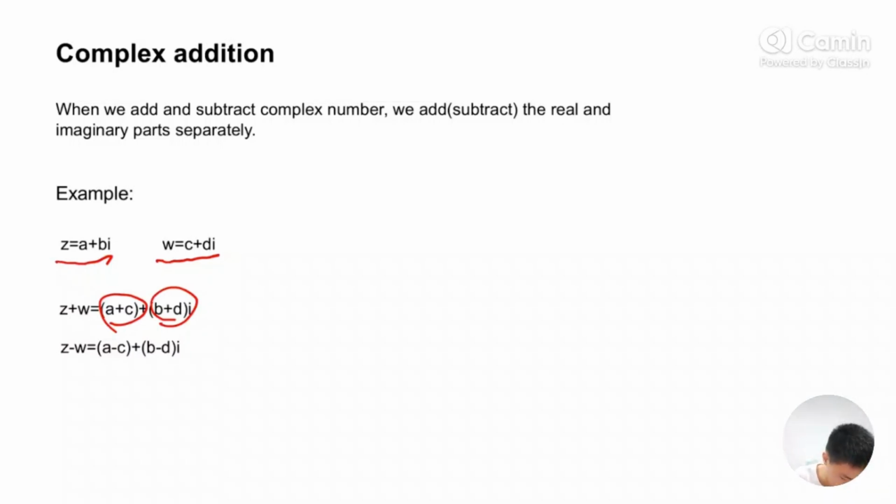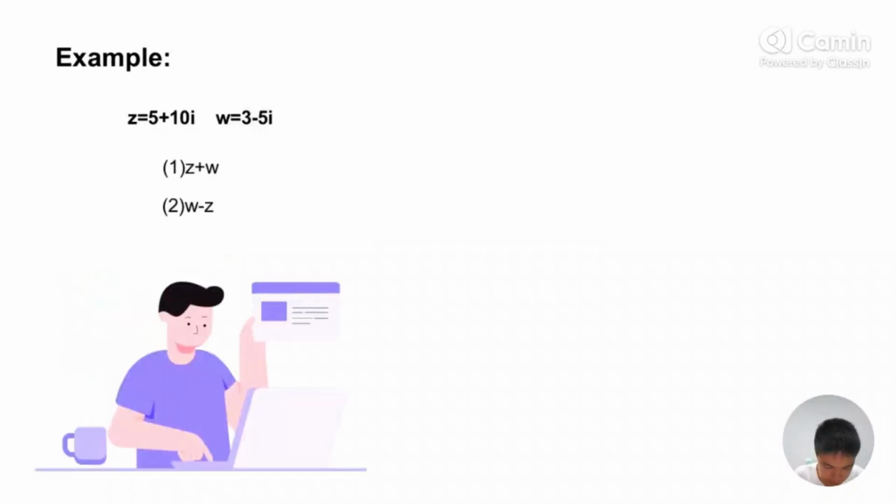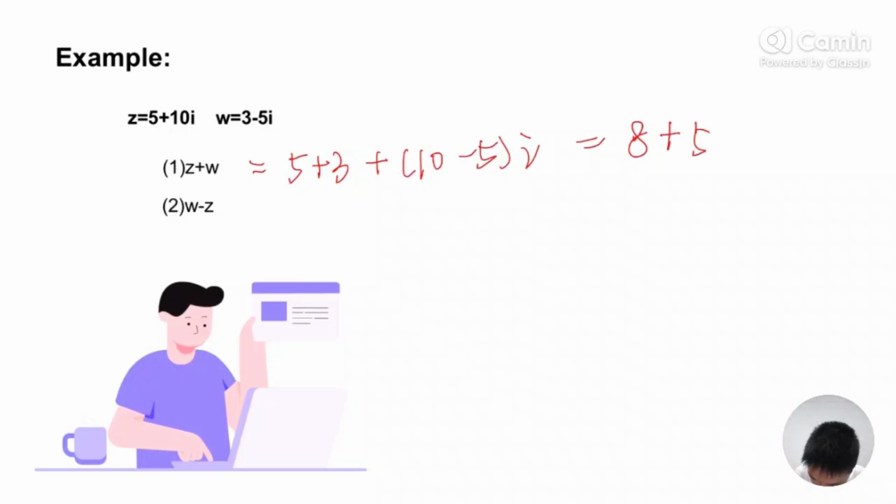And we can also find z minus w. Example, z equals 5 plus 10i, w equals 3 minus 5i. So z plus w equals 5 plus 3, plus 10 minus 5i, which is 8 plus 5i.